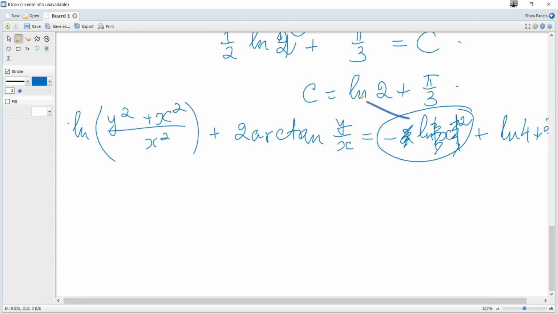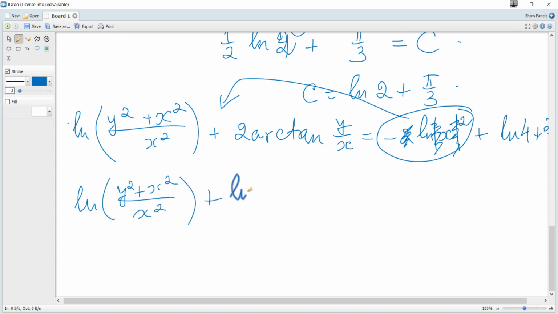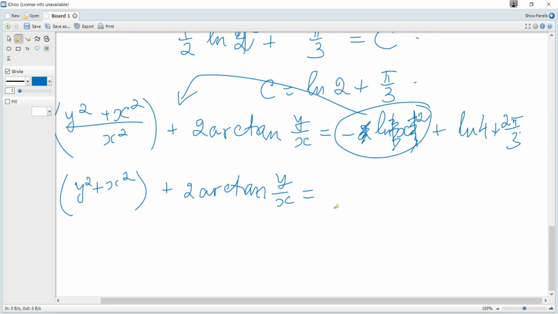We can move this ln to the left, and it becomes ln of (y squared plus x squared) over x squared, plus ln of x squared. And we know this property formula is given in the data booklet. The sum of two ln's is equal to one ln of the product, and you can see that it becomes times x squared, and hence it becomes just ln of y squared plus x squared, plus 2 arctangent y over x, and is equal to ln of 4 plus 2 pi over 3.